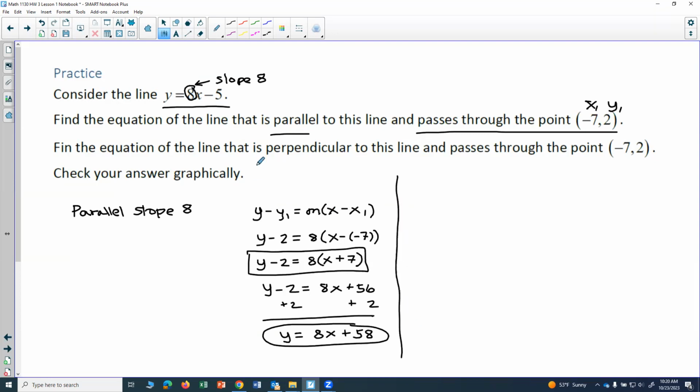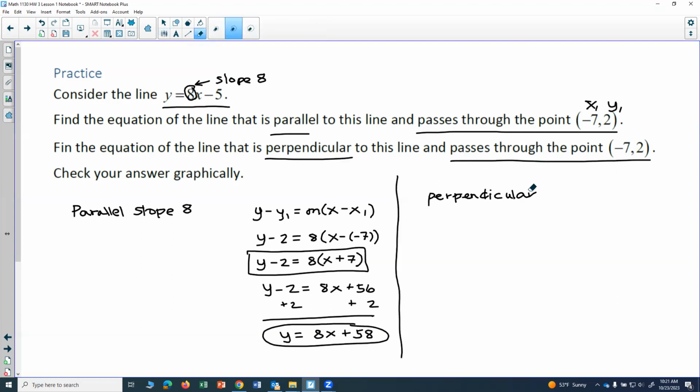Okay, so now they say find the equation of the line that is perpendicular to this line and passes through the point negative 7, 2. So it's the same point, x1, y1. But for a perpendicular slope, we're going to take the 8. And we'll go ahead and flip it into a fraction.